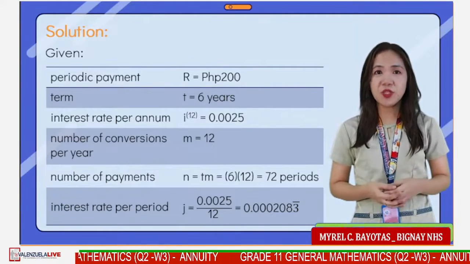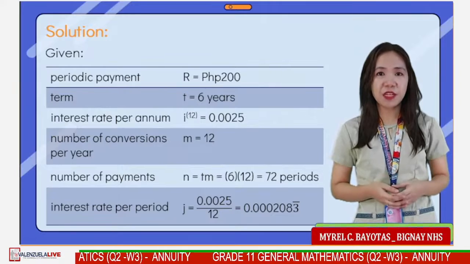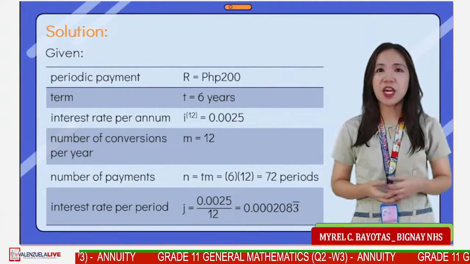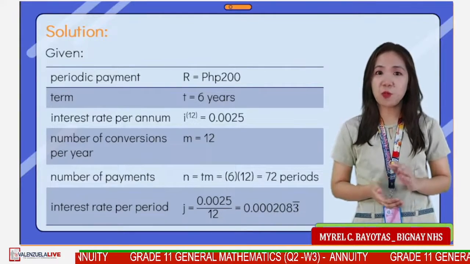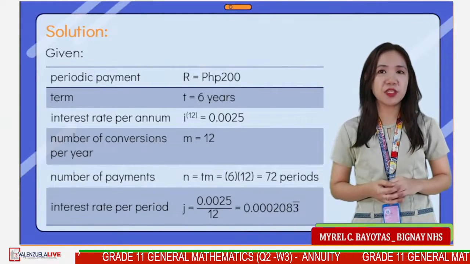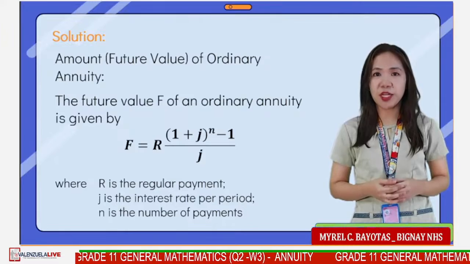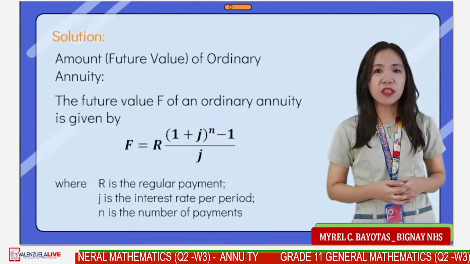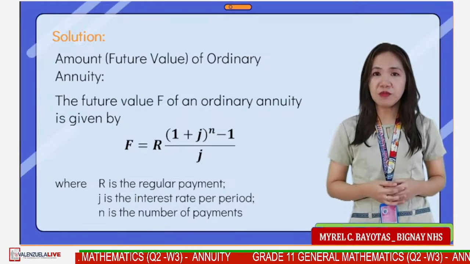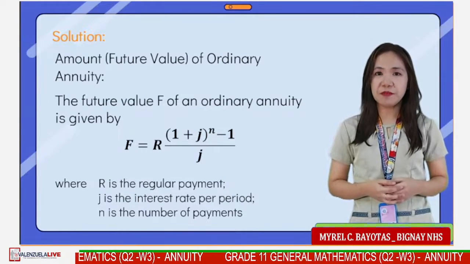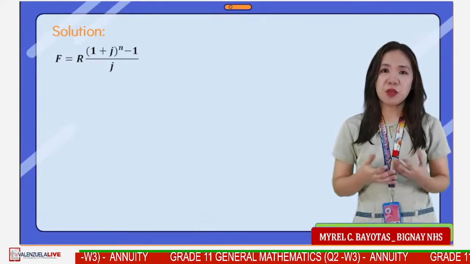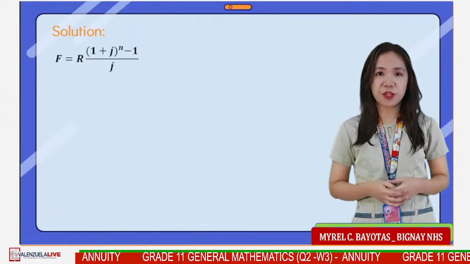The vinculum means that the value is a repeating, non-terminating decimal at 3. This time, we won't be going through steps 1 to 3 since we already learned the formula in problem number 1. That is, F equals R times the quantity of 1 plus j raised to n minus 1 all over j. Just like what we did in the first problem, substitute the given to the formula first.